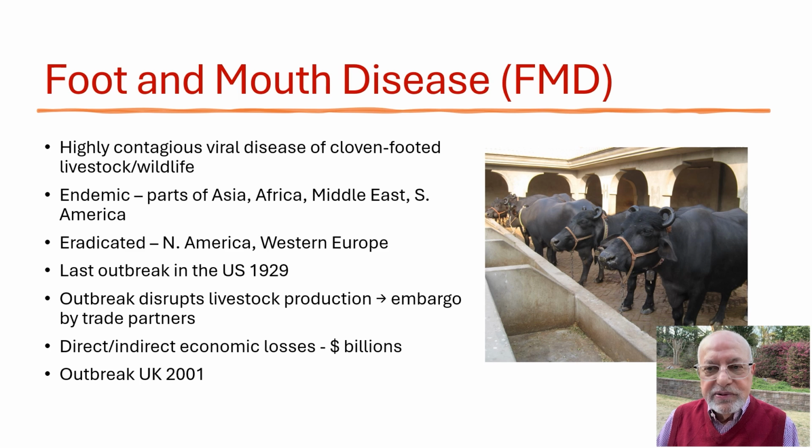All the animals which have a cloven foot, like your cattle, sheep, goats, swine, deer, and some of the other animals in the wild, are susceptible to this. It is endemic in many parts of Asia, Africa, South America, and the Middle East, but it has been eradicated from North America and Western Europe. The last outbreak in the United States was in 1929.